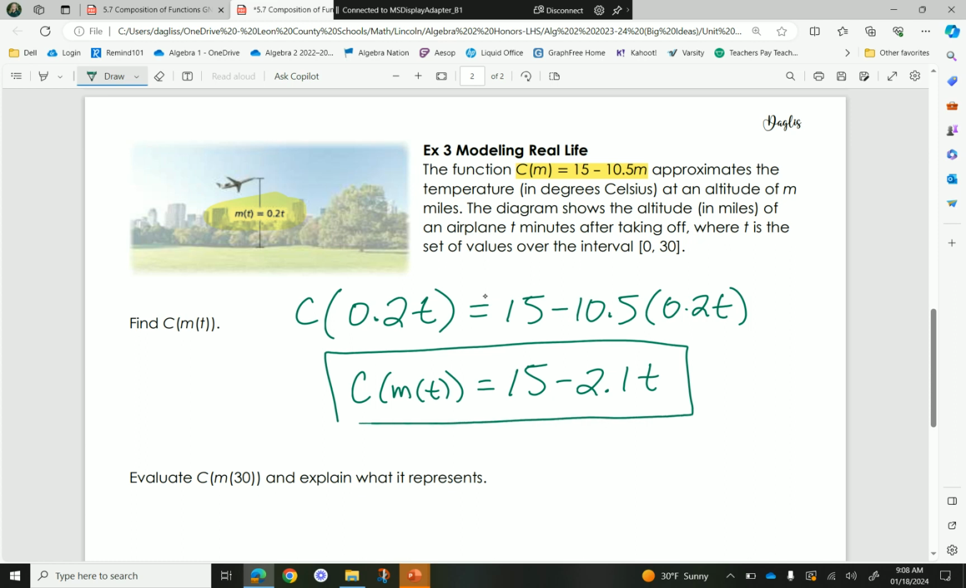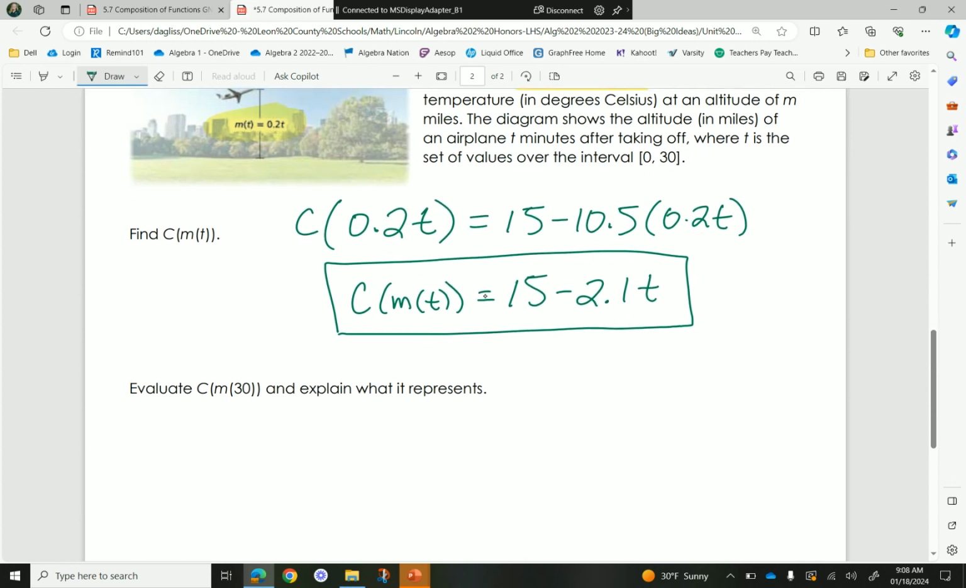Okay. So this represents the temperature in degrees Celsius, right? At a certain altitude, at a certain number of miles above ground after taking off so many minutes ago. So 3 things are being represented here. Evaluate C of m of 30 and explain what it represents. All right, so let's do m of 30 first. So 0.2 times 30 gives me what? Just 6. So after 30 minutes, my altitude is 6 miles above the ground, right?